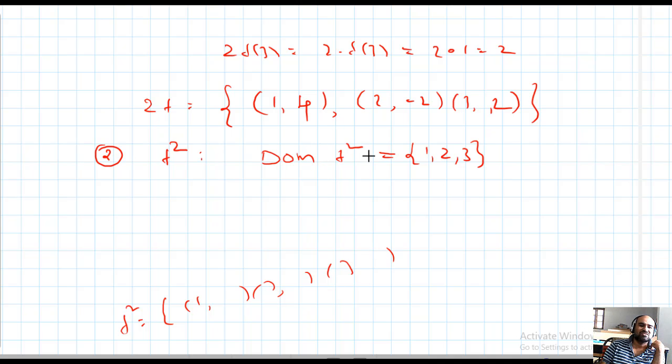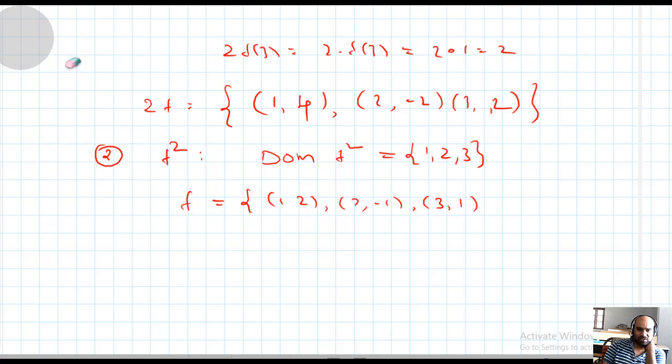Here only we can say the answer, no? What is f? I will write f again. F equals 1 comma 2, 2 comma minus 1, and 3 comma 1. F square means just 1 comma 4, where this second element is squared. Actually this is f square, but I explained how to write the answer directly.